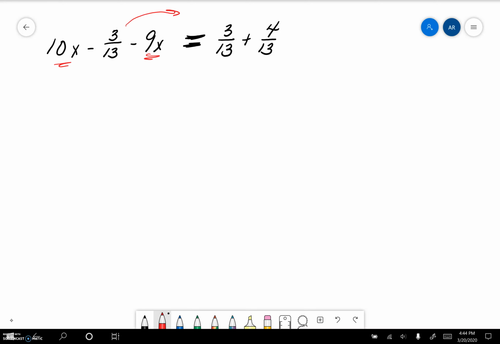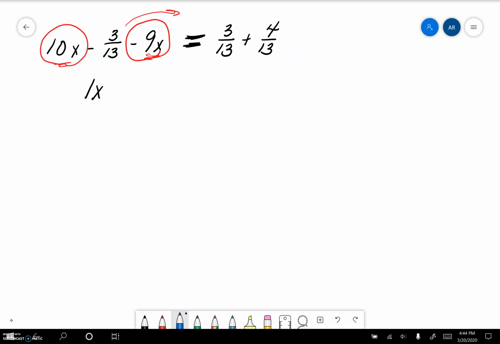All right, number 19. We have 10x minus 3 over 13 minus 9x equals 3 over 13 plus 4 over 13. Now we have to work with that. We want to make sure that anything with the x is on one side and all the numbers are on the other side. So let's start there. But before I do that, if you notice, these two terms you can combine. Those are like terms. And if we do 10 minus 9, we just end up with a positive 1x.